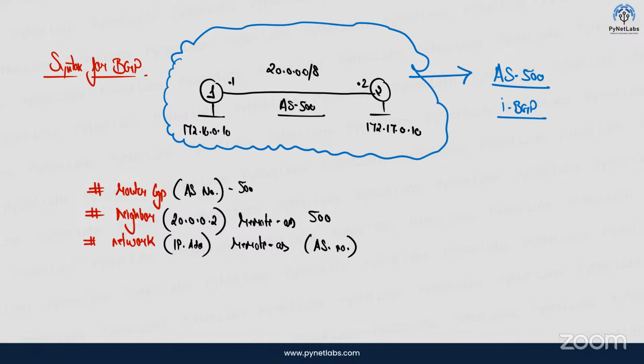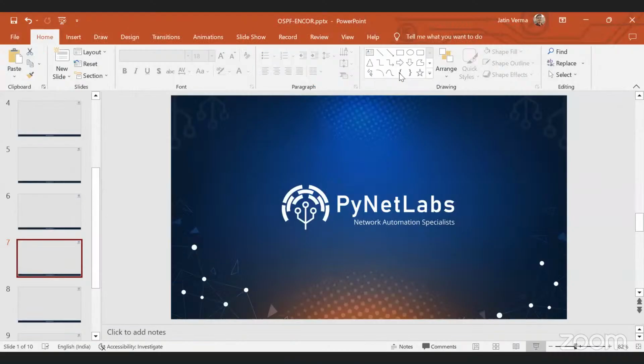So this is one thing. Now I'll show you a quick lab where we will be verifying the iBGP parameters, verifications and configurations, and how we define the iBGP peering. Let me reshare my lab screen.